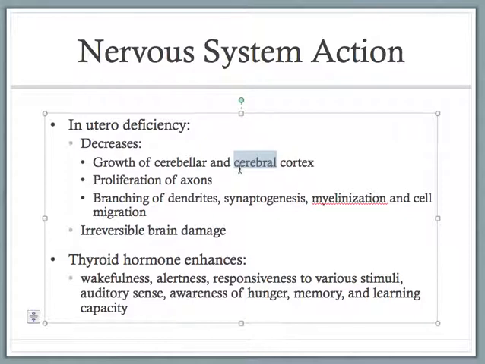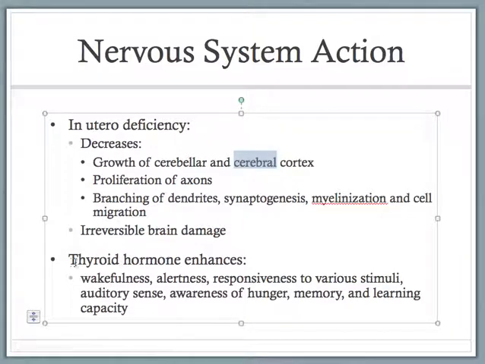Also decreases in branching of dendrites, synaptogenesis, which means the creation of synapses, myelinization, to help ensure that we have good nervous function and messages can be sent from point A to point B, and then cell migration as we're getting brain development. Also, we saw irreversible brain damage. So if you're getting damage to the cortices and the axons and the synapses and myelin, that is not something that is reversible at this moment in time with current medicine.